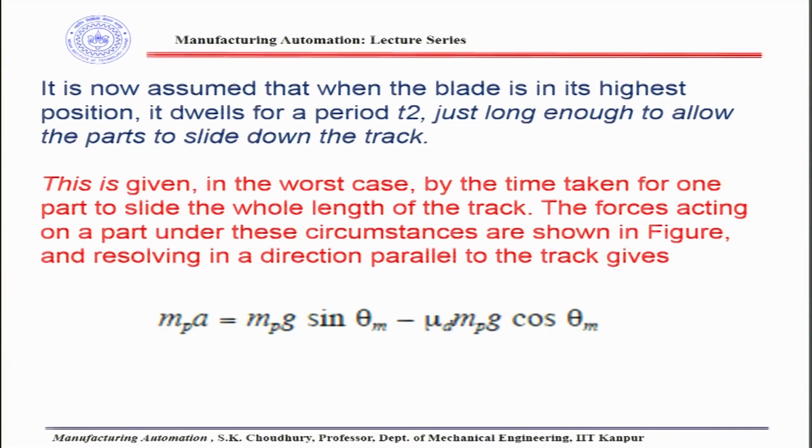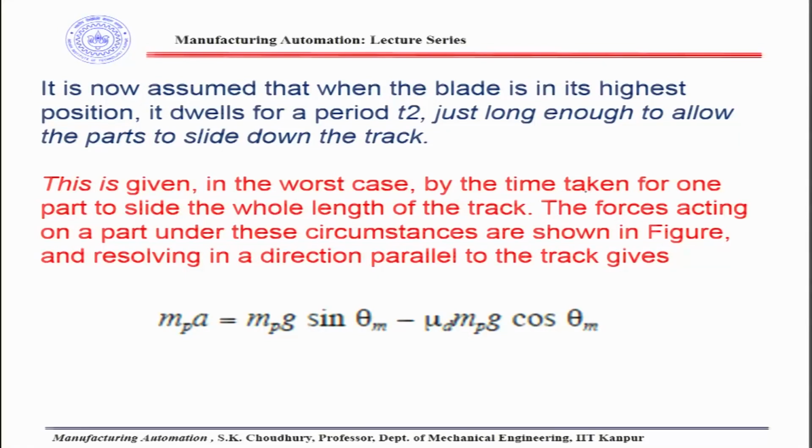It is now assumed that when the blade is in its highest position, it dwells for a time t2. Earlier we discussed that when the blade is going up, it will dwell for some time because all the parts need some time to slide. Now, this dwelling time should be long enough to allow at least one part to go from the top position along the entire length of the blade and come to the exit, that is, the delivery chute. This is given in the worst case by the time taken for one part to slide the whole length of the track.